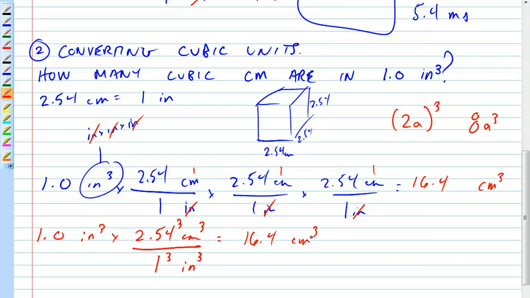Yes? Would it be only 2 sig figs because of the first digits? Oh, you're right, it would. Yeah, so that would be 16, sorry. 16 cubic centimeters.